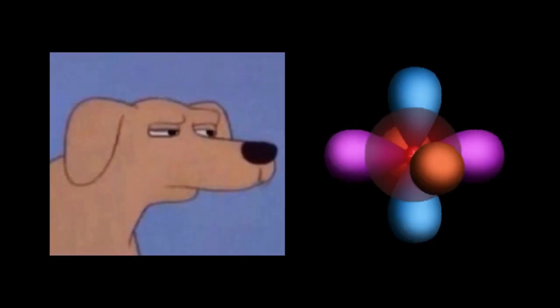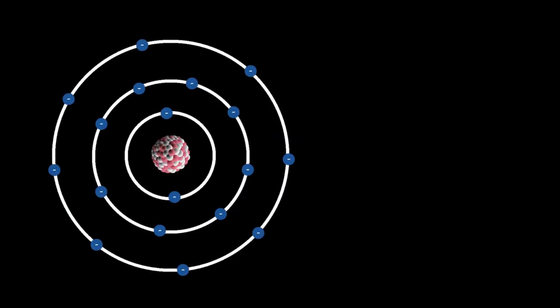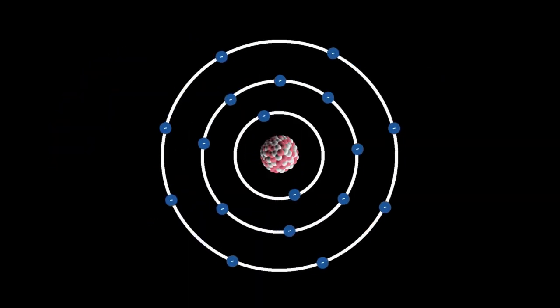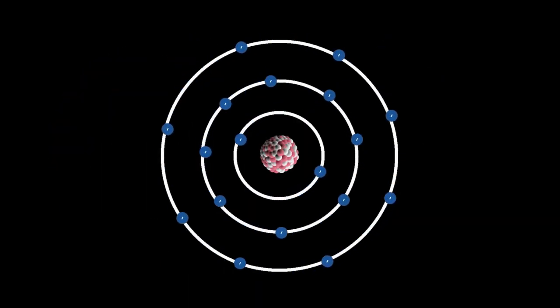Okay, now to this weird-looking thing. I spared you from it because for describing electrons, this is very simple and this is not. But this is actually pretty wrong. Electrons don't orbit in circles. Here's how it actually works.